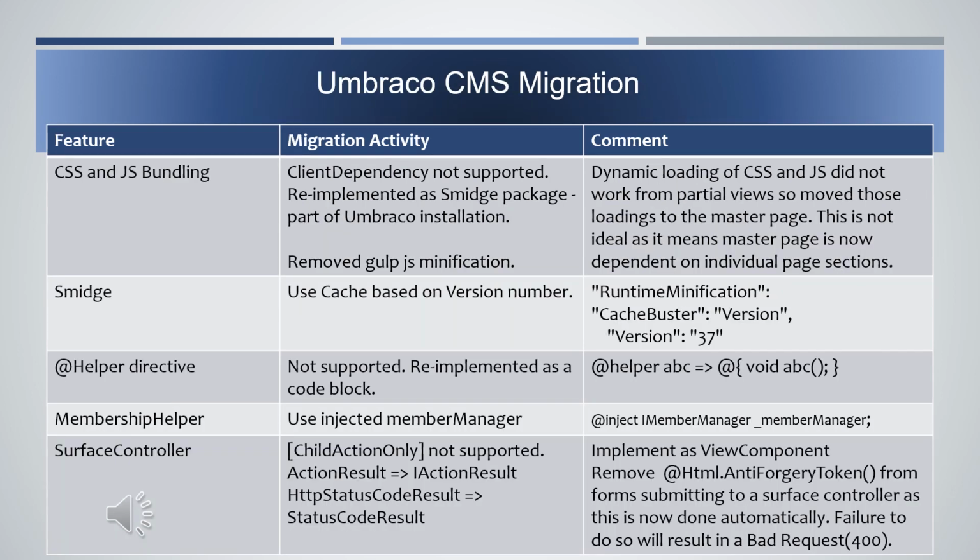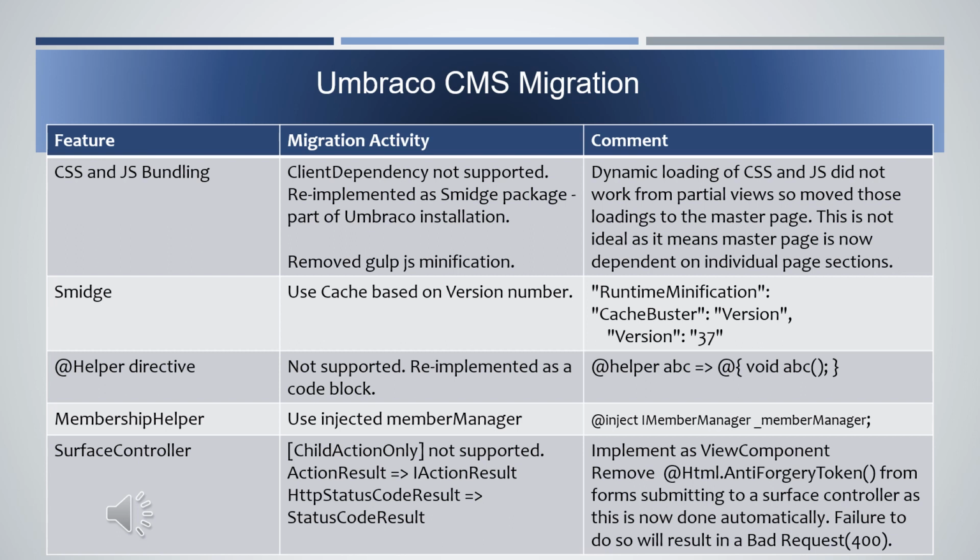Migrating the Umbraco CMS raised a number of issues. CSS and JS bundling used to be done by the client dependency framework, but it's now done using the Smidge package that's built into the Umbraco installation. And when you use that, use caching based on a configured version number.